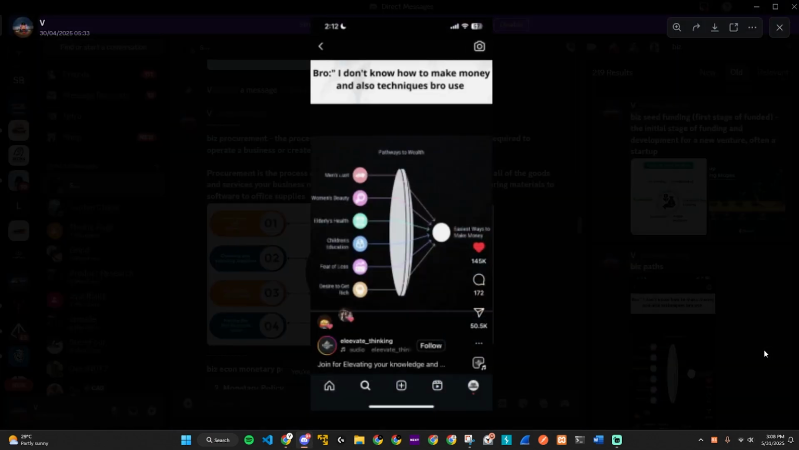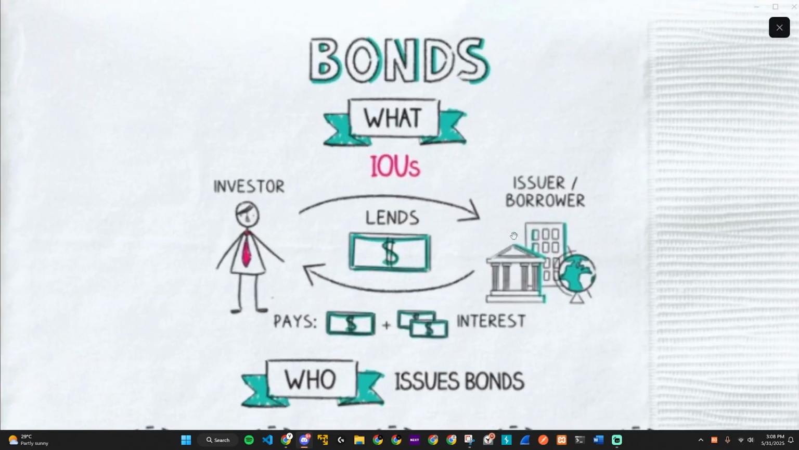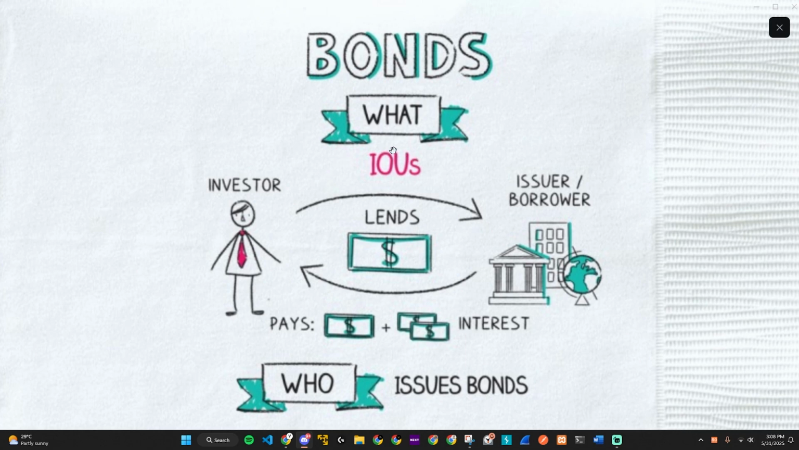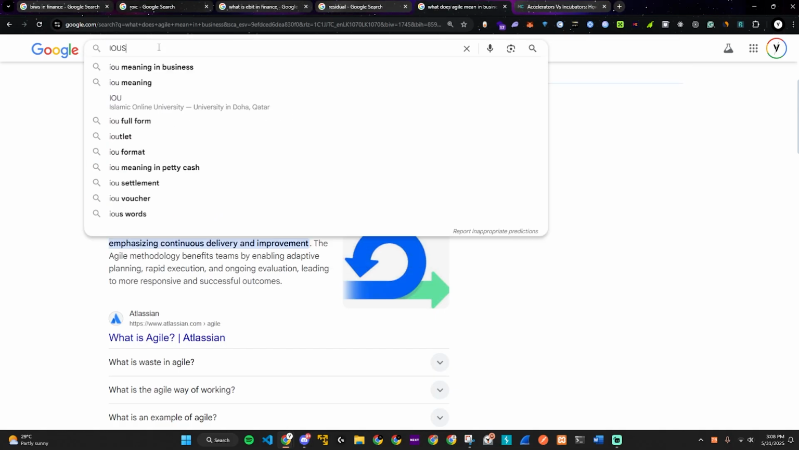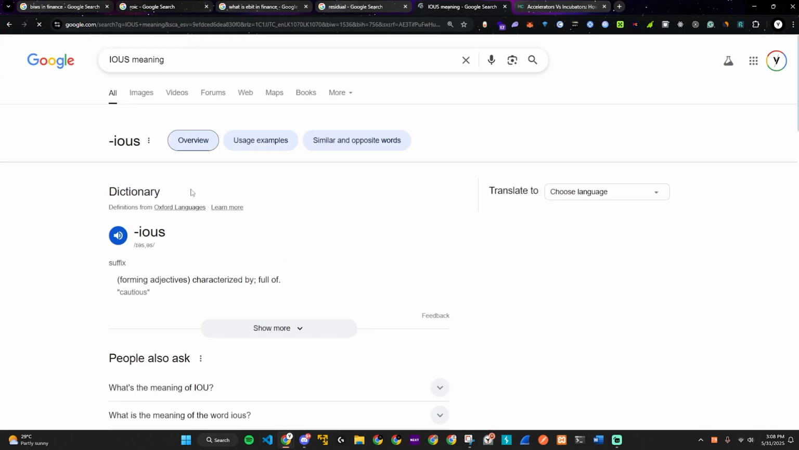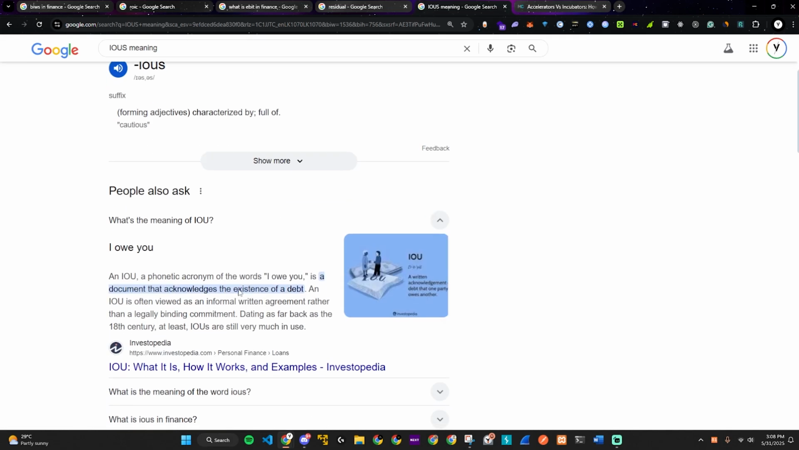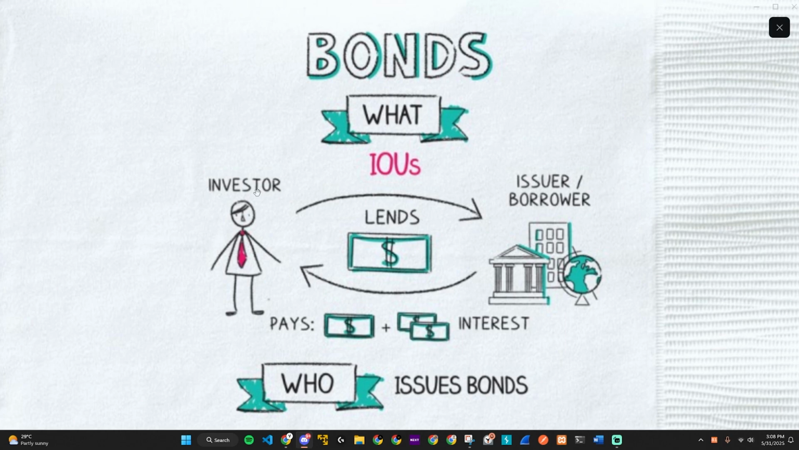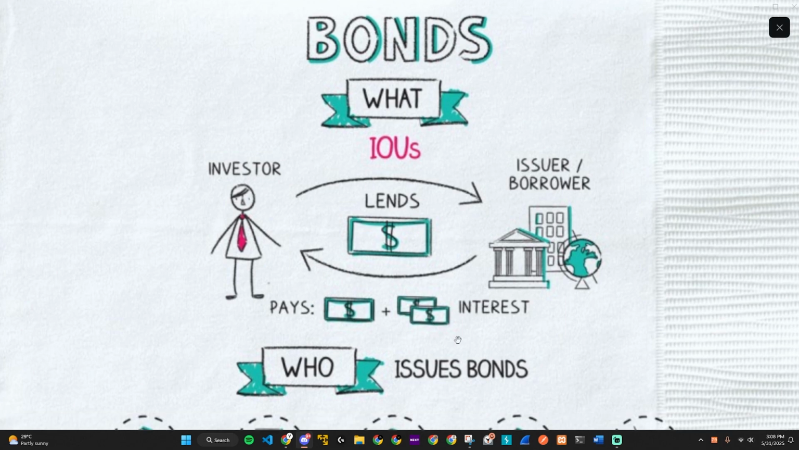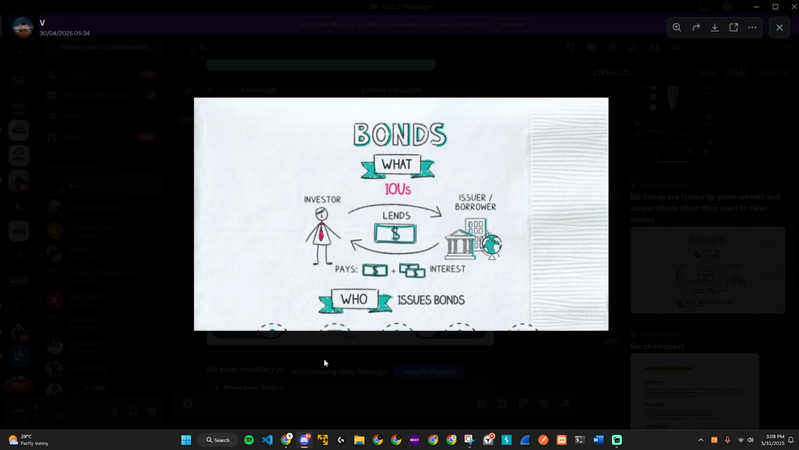So there's a business bet. So bonds: IOUs. An investor lends, and the borrower pays back plus interest. Issuers of bonds are mainly governments.